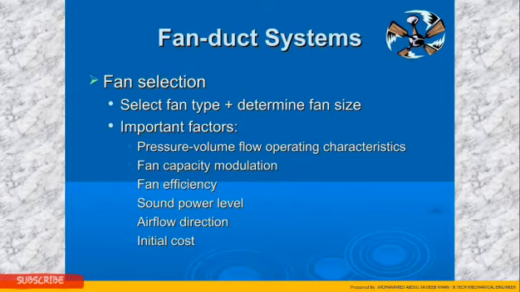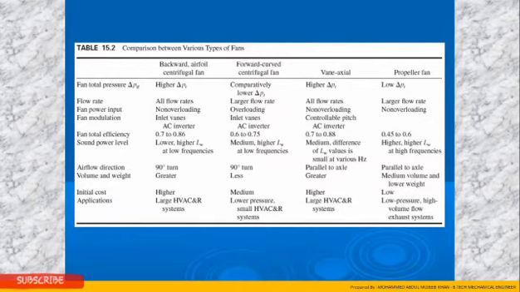Fan selection. Selection involves choosing the fan type plus determining the fan size. Important factors in consideration of selection of a fan are pressure volume flow operating characteristics, fan capacity modulation, fan efficiency, sound power level, airflow direction, and the initial cost. Table 15.2 is the comparison between various types of fans.